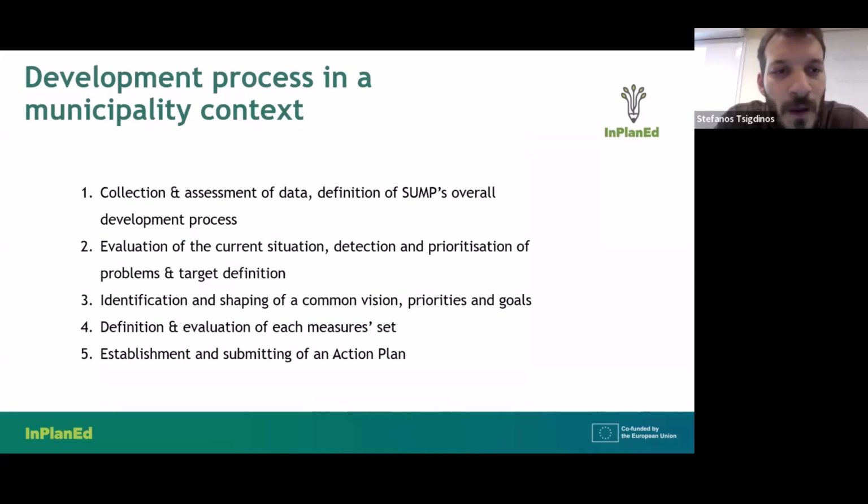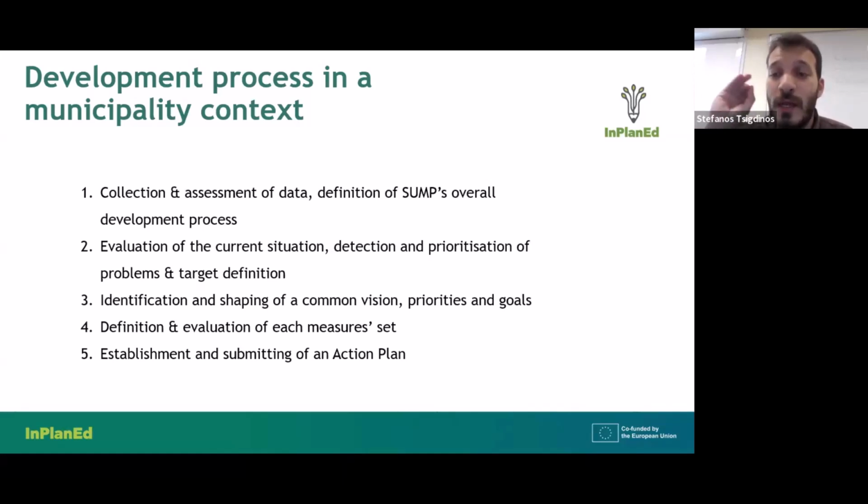So just to clarify, we collect and assess the data, we evaluate the current situation, we identify the vision, and then we define the evaluation measures. Then all these strategies are summarized in an action plan. So we need an action plan.